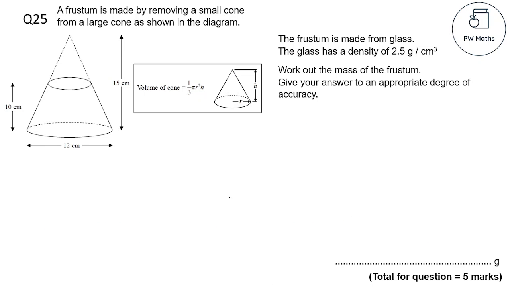Here we have a frustum. A frustum is made from removing a small cone from a large cone, as shown in the diagram. The frustum is made from glass. The glass has a density of 2.5 grams per centimetre cubed. Work out the mass of the frustum. Give your answer to an appropriate degree of accuracy.